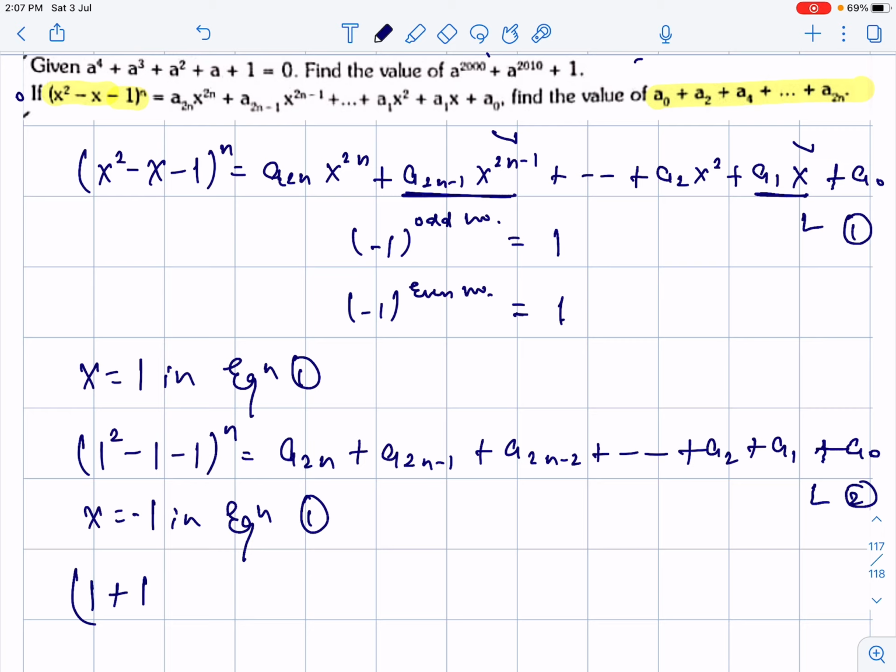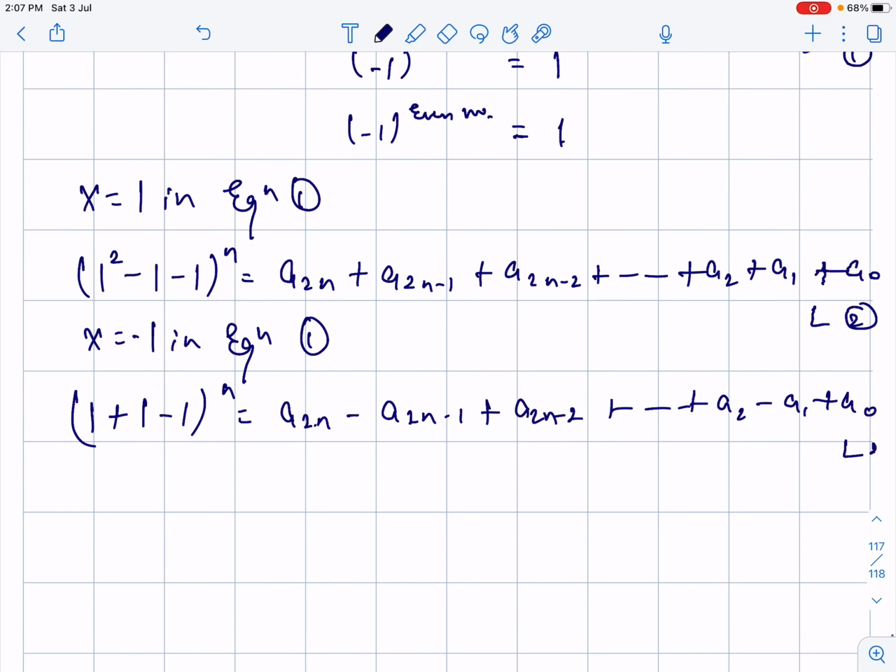Minus minus plus, it will become minus 1 to the power n is equal to a2n minus a2n minus 1 plus a2n minus 2. So whenever we have an odd subscript, we will write a minus sign in front of it, and whenever we have an even subscript, I will write a plus sign in front of it. So a2 minus a1 plus a0, let it be your equation number 3. I will add equation 2 with equation 3. So I will get what?